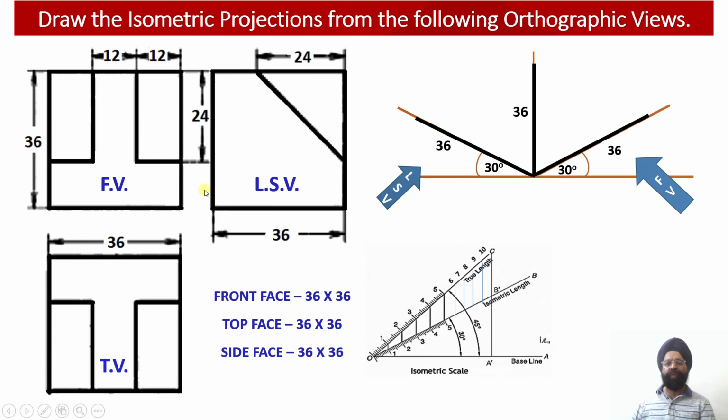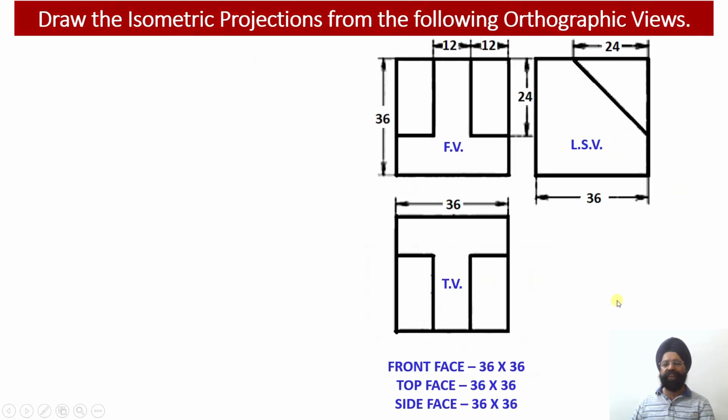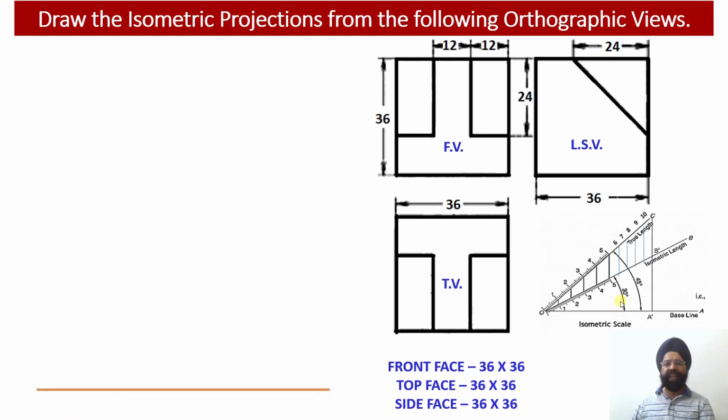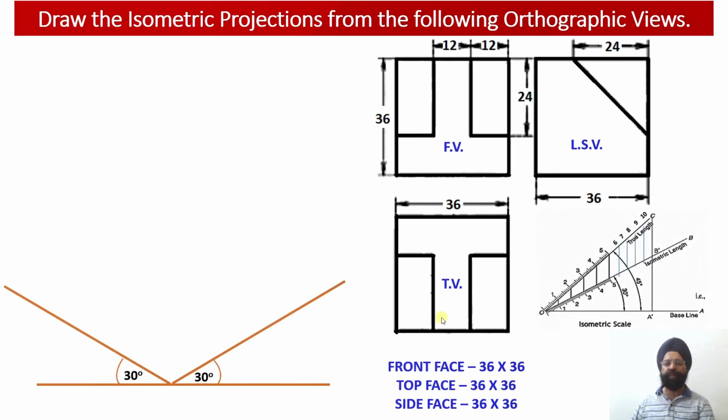Now let us start working out the isometric projections. In order to draw the isometric projections, we are required to draw the isometric scale, and through this isometric scale, all the true lengths of the different edges available with us in the orthographic projections will be converted into isometric length projections. And once the corresponding isometric lengths have been obtained using this isometric scale, we can start with the construction of the isometric projections of this particular solid.